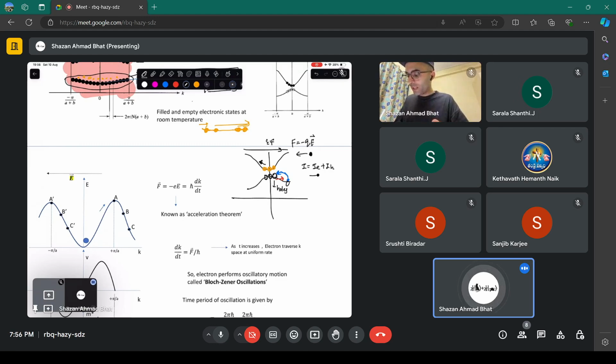If the electron is moving this side, the current is flowing in this direction. If the hole is moving this side, current is flowing in the same direction. So the overall current flows in this direction. That is the net result of the current. You got the point?